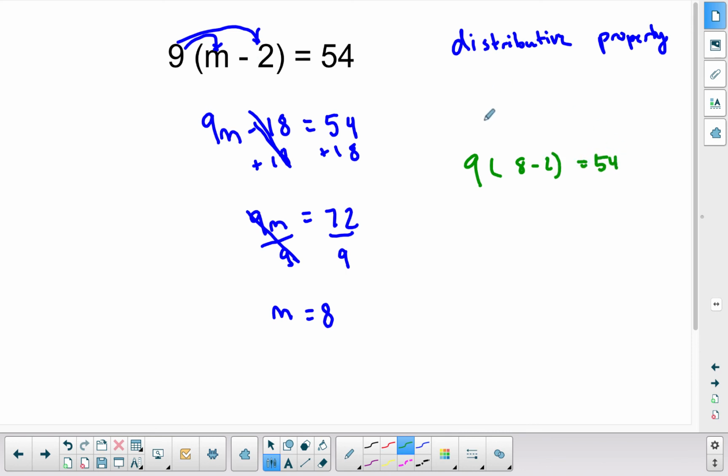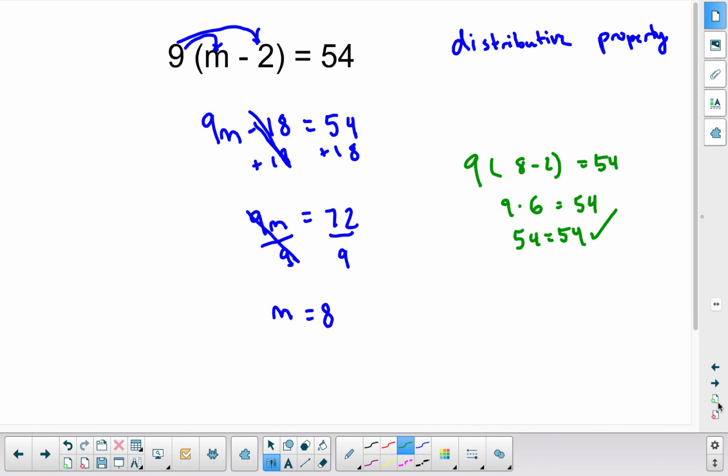Now, I did the distributive property earlier, and I could do it again, but I don't think I need to do that because I now know what this value is. I'm just going to follow the order of operations and say, all right, 8 minus 2 is 6, and then 9 times 6 is 54. Is that a true statement? It is. 9 times 6 is 54, and that's the same as 54. We're good. We get a match.